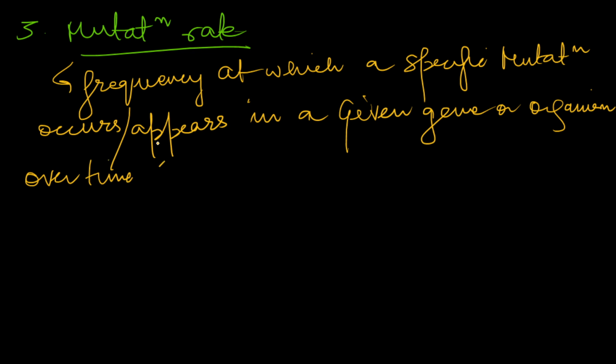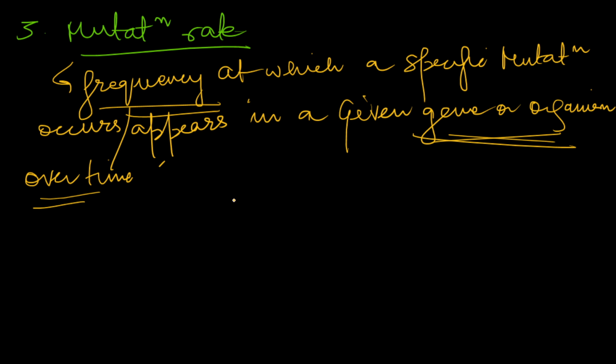So this can be the mutation rate. It is kind of at what rate mutation is happening. The simplest definition would be the rate at which mutation is happening, that is, at what frequency specific mutations are appearing in a given gene or organism over time. Okay, so the rate of mutation.